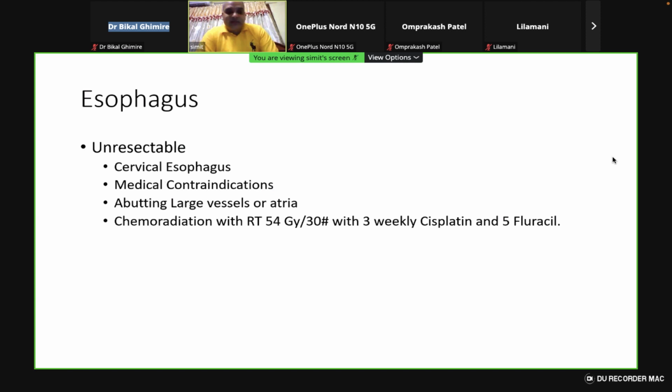In unresectable esophagus, unresectable may be because of cervical esophagus, medical contraindications, or esophageal tumor abutting large vessels or trachea. Here, chemoradiation is the preferred treatment, with radiotherapy going to a higher dose of 54 Gray in 30 fractions with 3 weekly cisplatin and 5 FU.